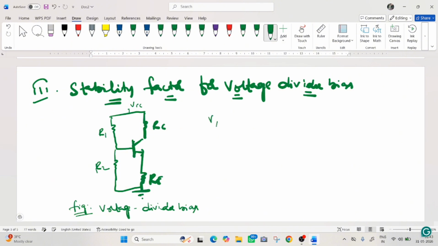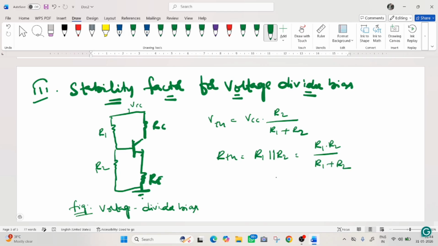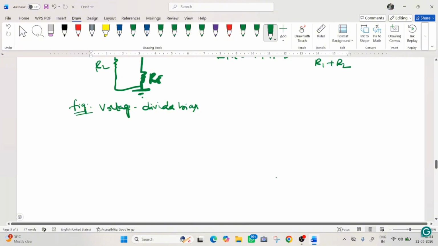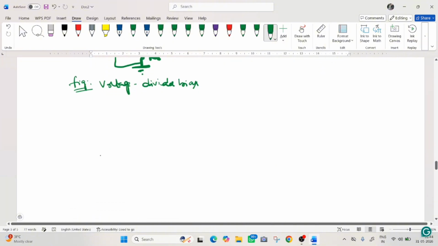Now let me try to draw its equivalent diagram. By using Thevenin's theorem, we have to find this equivalent. This equivalent value, V Thevenin, will be equal to VCC into R2 divided by R1 plus R2. And then R Thevenin's value will be R1 in parallel with R2, which is R1 into R2 divided by R1 plus R2. So if we draw this equivalent diagram, then what are we getting here?